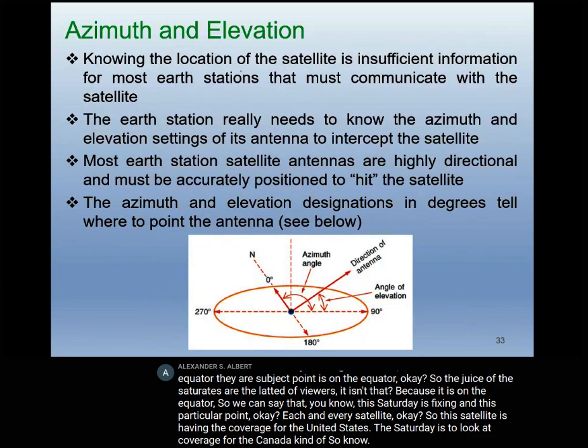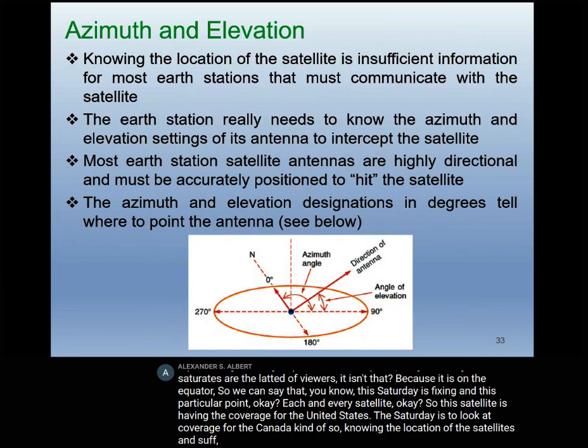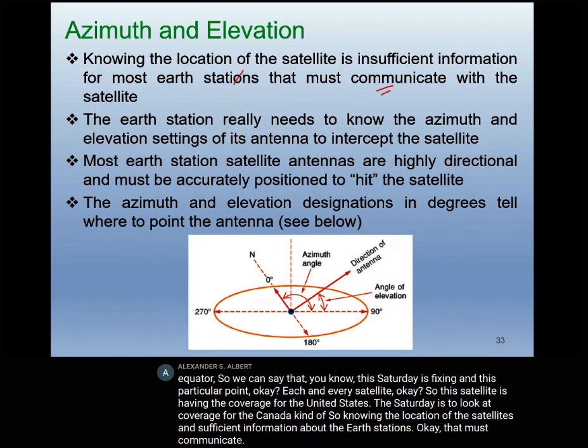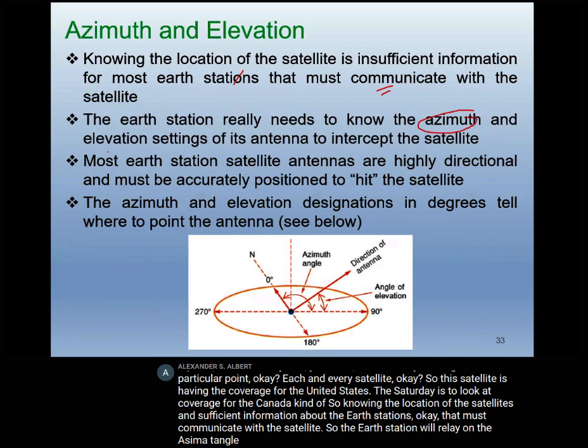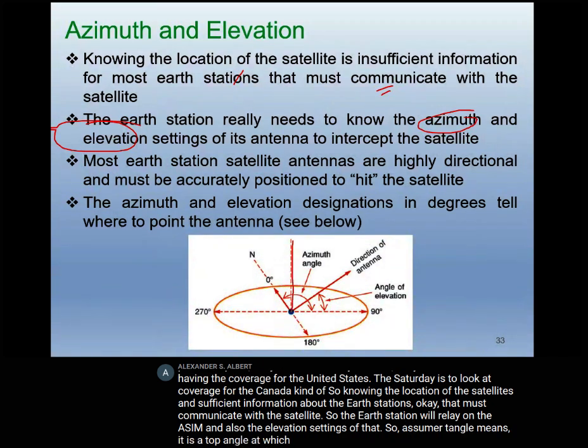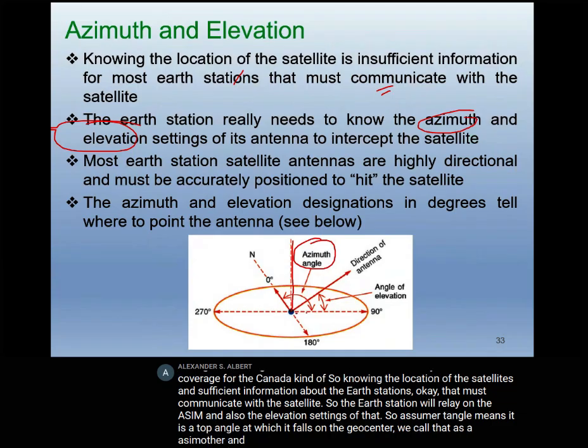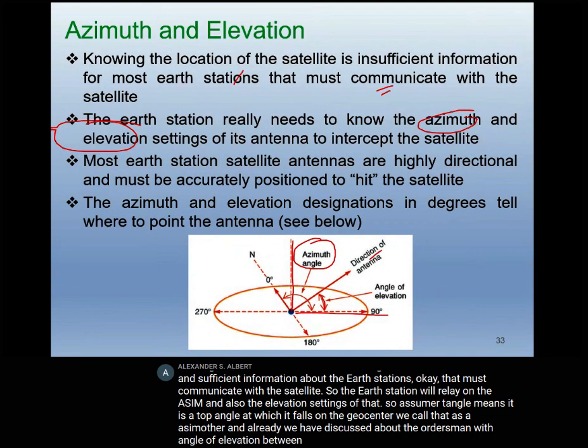So knowing the location of the satellites and sufficient information about the Earth stations that must communicate with the satellite, the Earth station will rely on the azimuth angle and also the elevation settings of the antenna. Azimuth angle means the angle at which it falls on the geocenter. We call that an azimuth angle. And we have already discussed what is meant by angle of elevation, between the direction of the antenna and the horizon. That's called the angle of elevation.